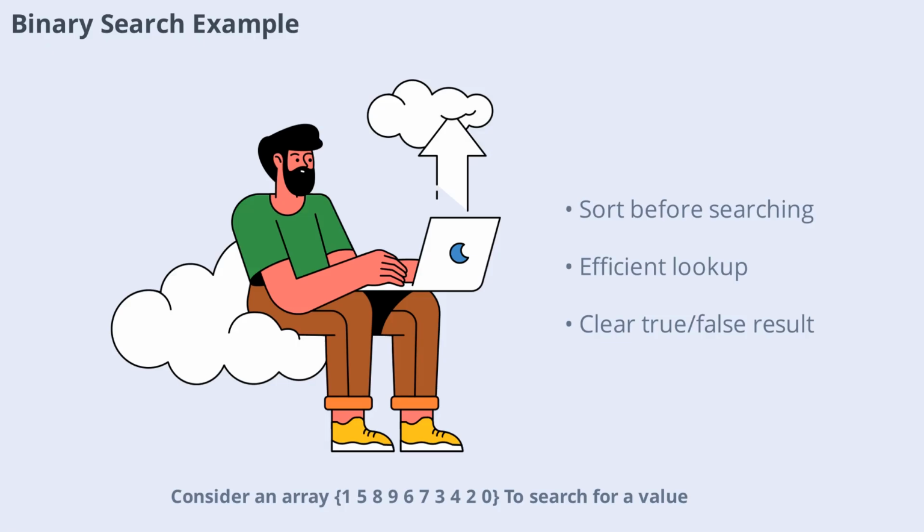Consider an array 1 5 8 9 6 7 3 4 2. To search for a value, first sort the array, then call binary_search(a, a + 10, value). If the value exists, the function returns true. For example, searching for 2 returns true while searching for 10 returns false. This shows how STL makes searching both simple and efficient.